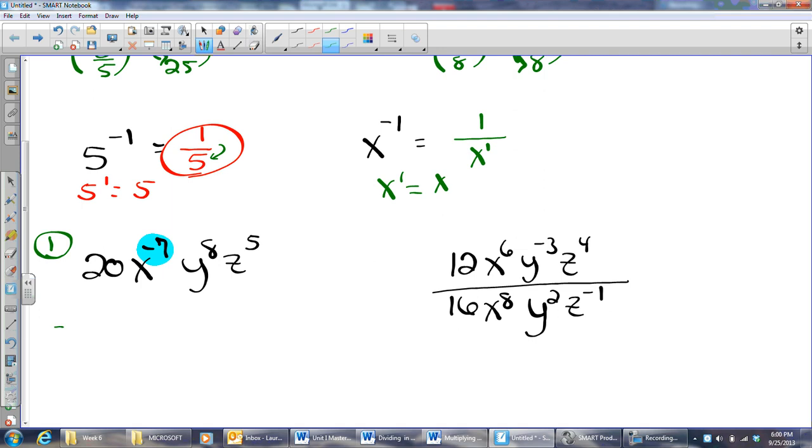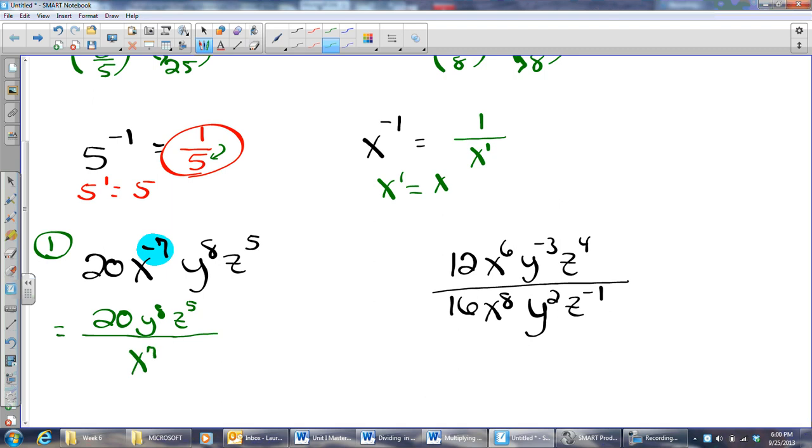So this is going to end up, 20 is going to stay home in the numerator. y to the 8th is going to stay home. z to the 5th is going to stay home. But the x to the negative 7th is going to move to the denominator and become a positive exponent.